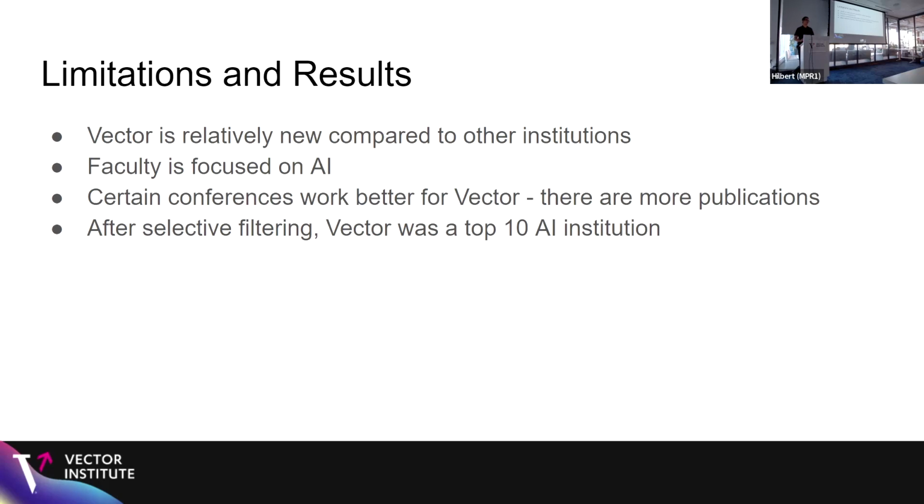Furthermore, our faculty is primarily focused on AI, whereas these other institutions have faculty in theory and computation as well. So by removing these other fields, this further bumps up our ranking. And certain conferences work better for Vector. For example, we have many more publications in Europe as opposed to conferences that competing institutions may participate in. And after this, we got the top 10, which was the business goal.